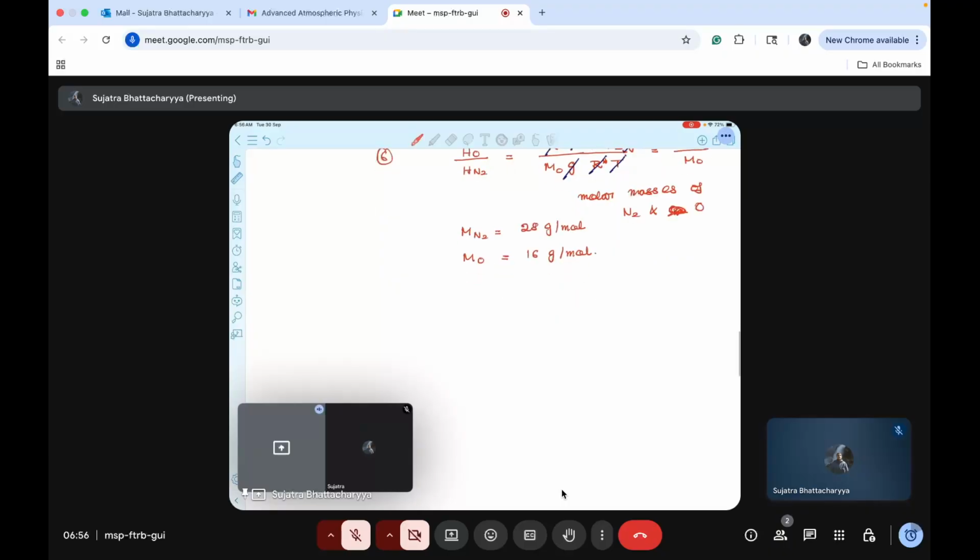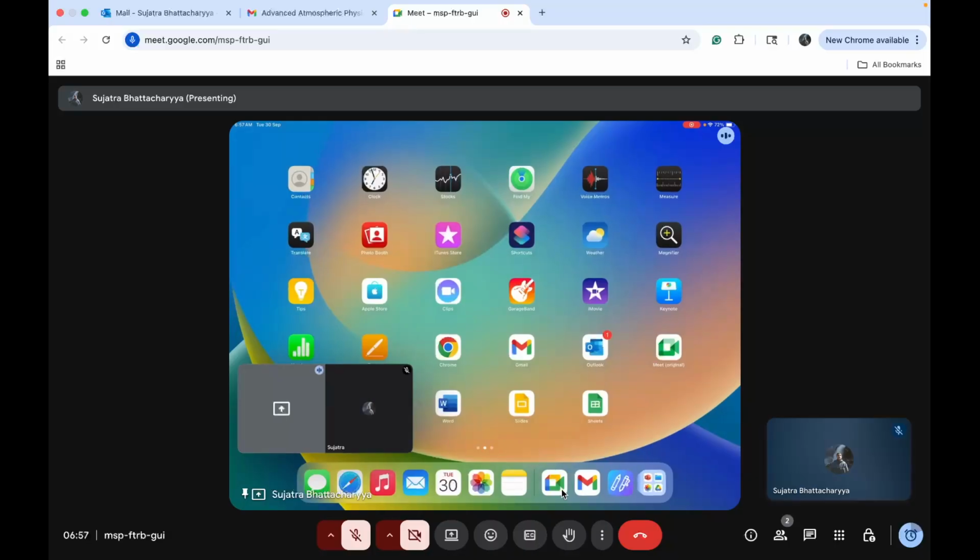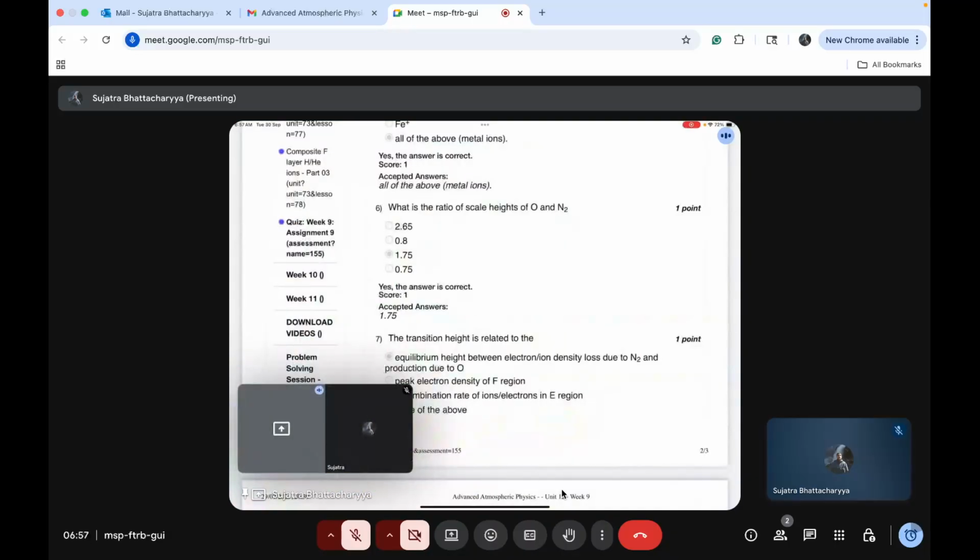So the scale height of the oxygen atom to that of the nitrogen molecule is nothing but the molar mass of nitrogen to the molar mass of oxygen, which comes out to be 28 grams per mole and 16 grams per mole. So this cancels, 28 by 16. If you do it, it comes out to be about 1.75. This is the answer. And if you get the question, 1.75 is the correct option.